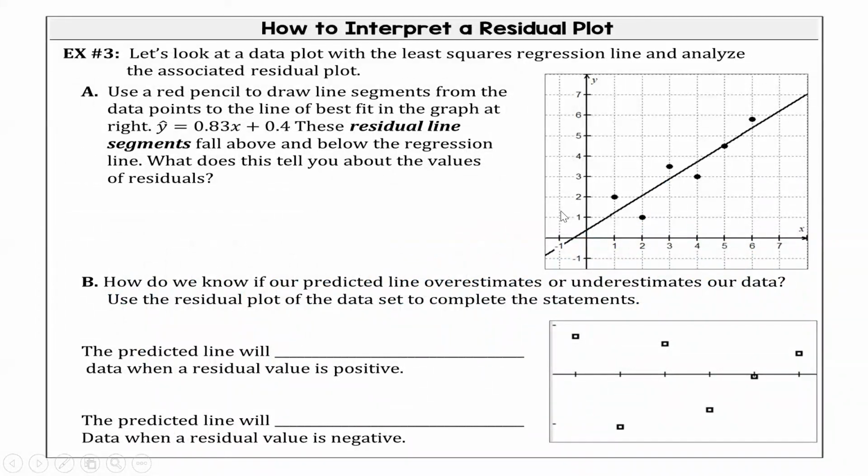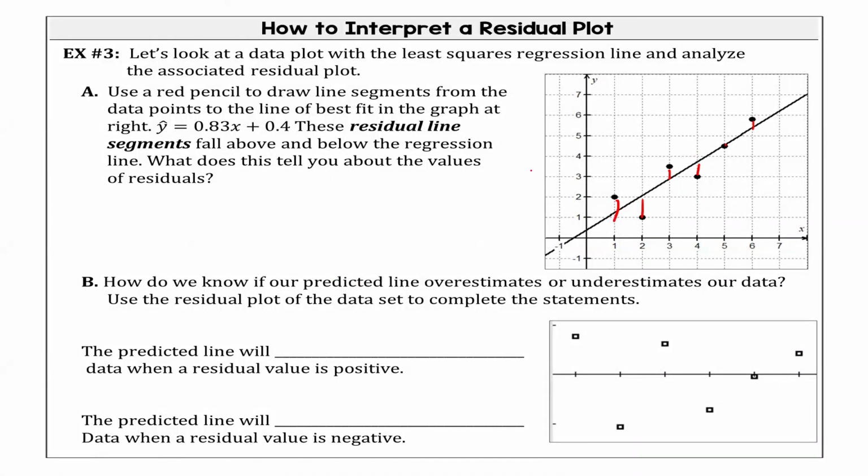All right. So as we keep going here, if we were to look at the least squares regression line and analyze the residual plot for this one. So now we have a new regression: y hat equals 8300x plus 4/10. These residual line segments fall above and below the regression line. What does this tell you about the values? So in order to do that, we're going to determine, are they evenly spread? Like what's happening with our regression model? We are here, we have here, this was almost on it, and we have here, right?